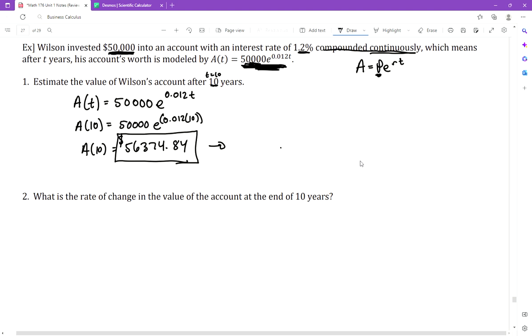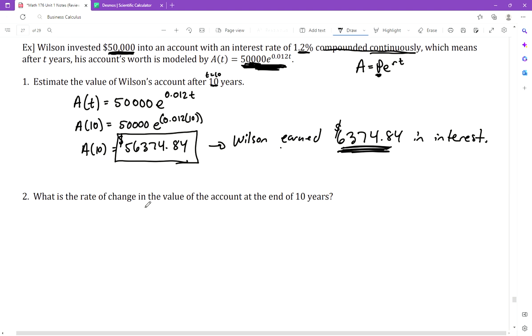They might ask this as a follow-up. They didn't in this problem, but I'm going to add it. Wilson earned $6,374.84 in interest, because his account was 50,000 and now it's 56,374.84. So his account is worth this much more. Just to get that vocabulary in, to be safe.